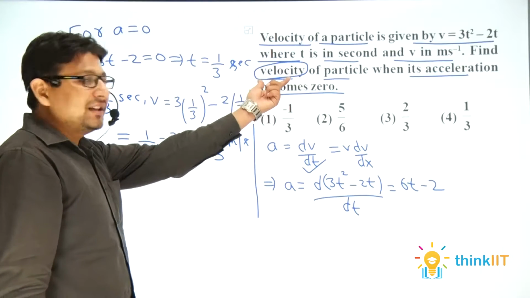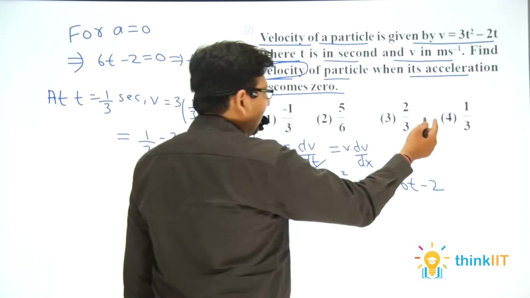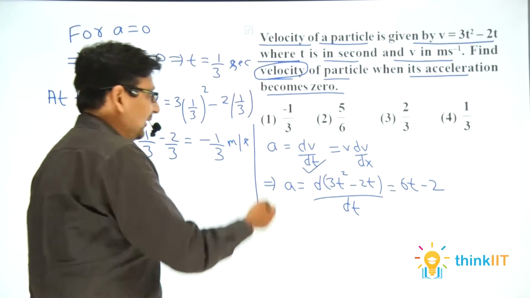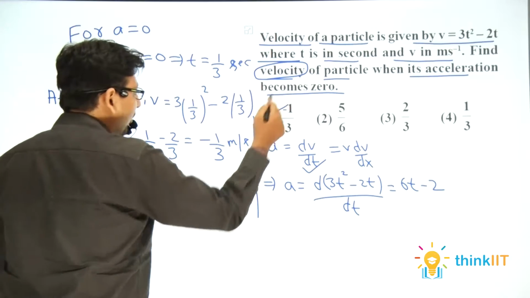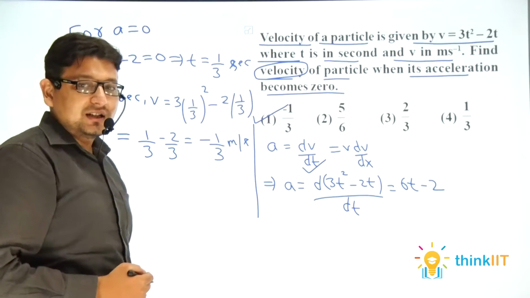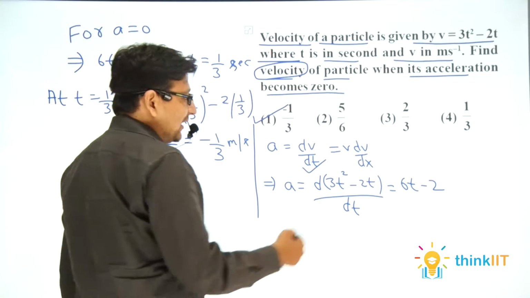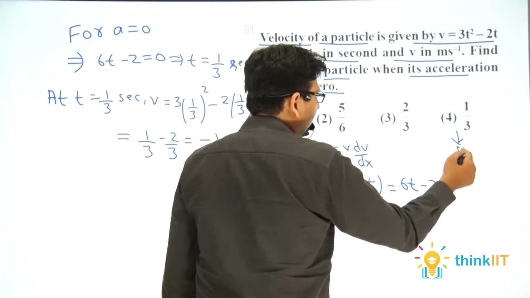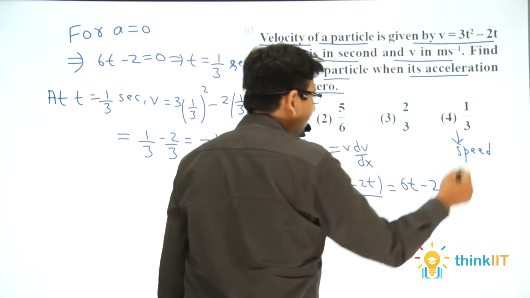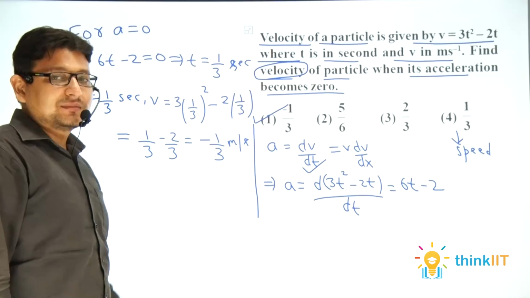If they were asking for the speed of the particle, my answer would be the fourth option. But for velocity my answer will be option 1. Option 1 is my correct answer. Again I am repeating, if they are asking speed, option 4 will become my correct answer. For this problem, 1 is my correct answer.